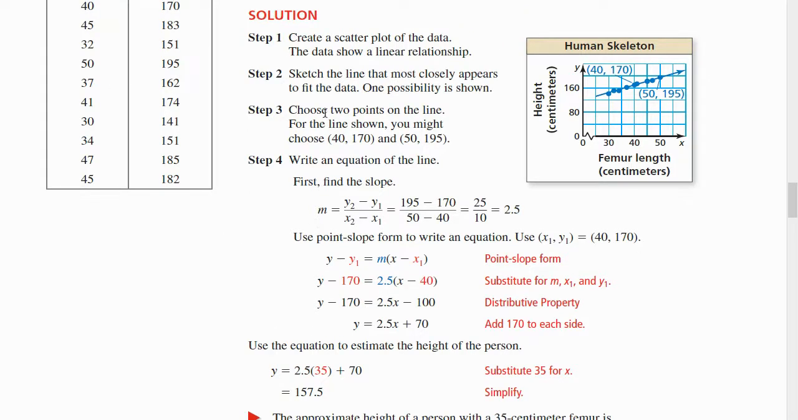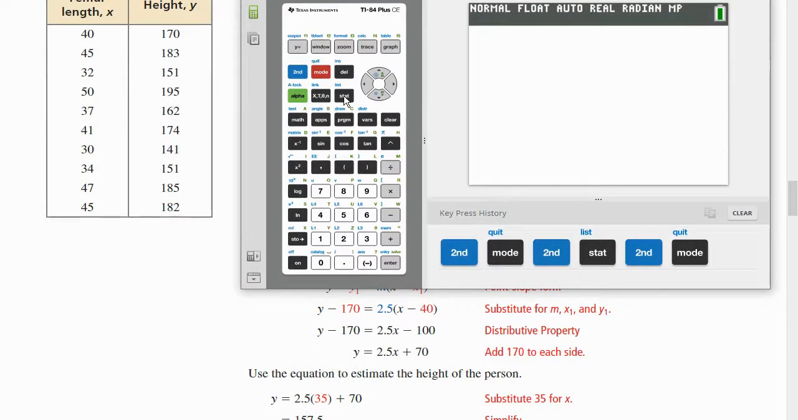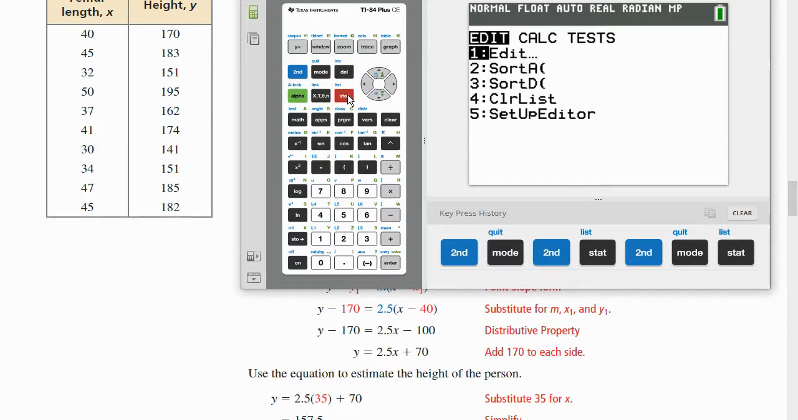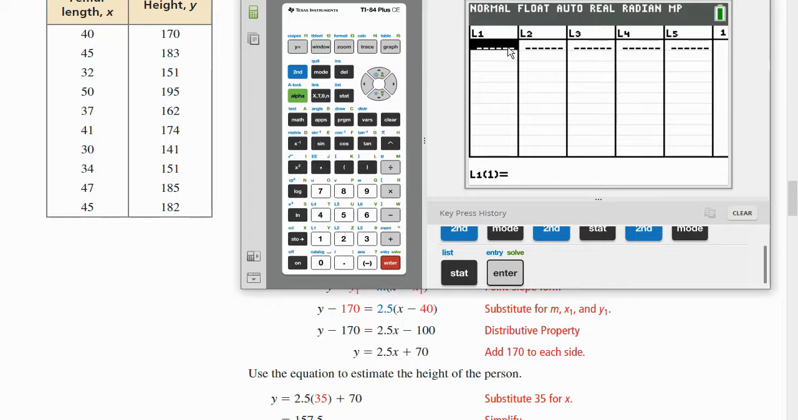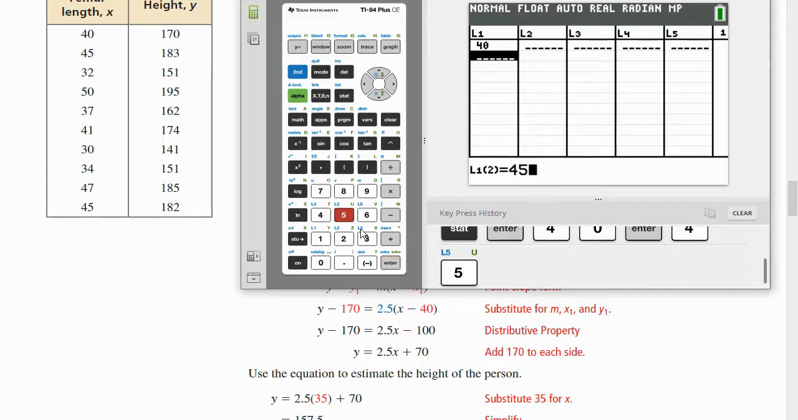All right, so what I want to look at is this idea is we can do this by hand, but we can also do this in the calculator. So I want to show you guys something real quick. If you want to create a scatter plot in your calculator, you go to Stat, and then Edit, and you have these lists, L1, L2, L3, L4, okay? List 1 can be our X values. So I'm just going to choose a couple of these, okay? 40, and then let's go maybe 45. And those are my X values.